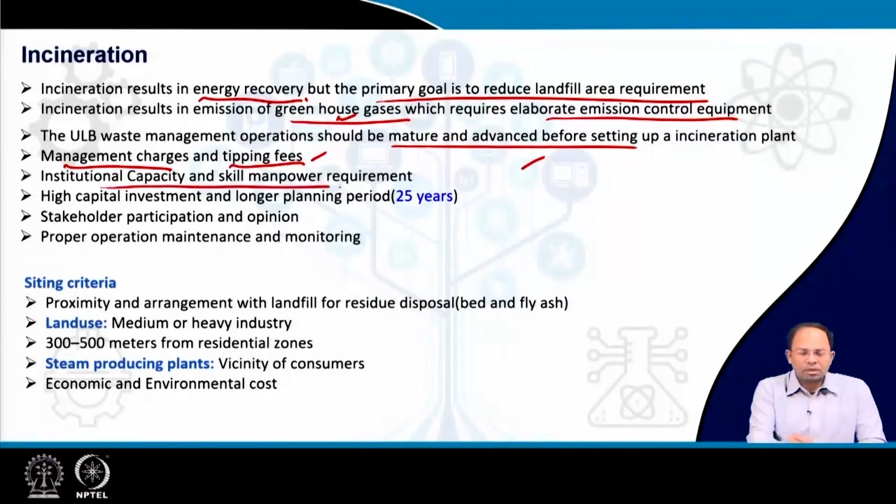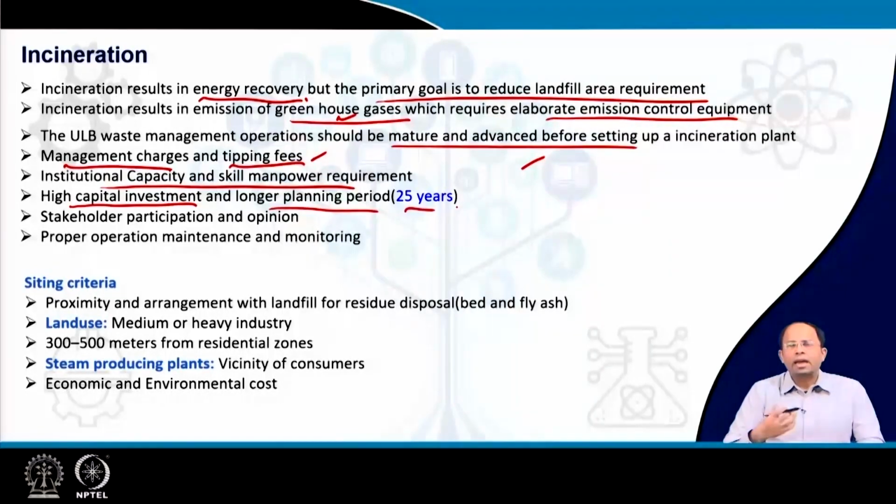So these are things which we have to consider. Then institutional capacity and skilled manpower requirement. Institutional capacity at the ULB level so that they can deal with this kind of companies or the product that is being produced and eventually sold, or the skilled manpower requirement by the company itself to run this kind of operations. So again, setting up this kind of plants requires high investment, and the planning period also should be long, like around 25 years, because I cannot just set up the plant and then forget about it, right? So it has to be kept on operating for a long period.